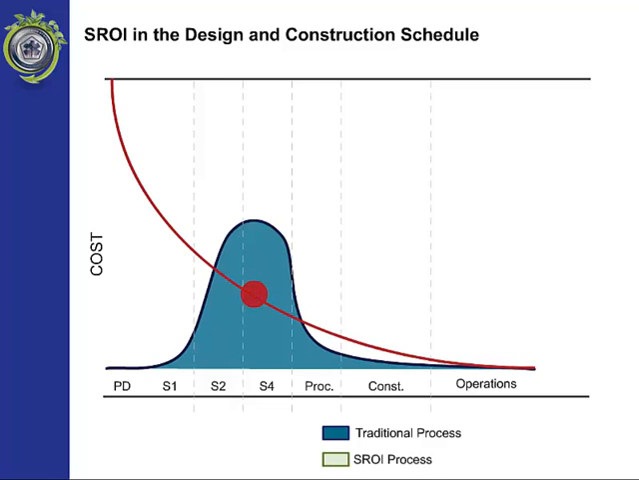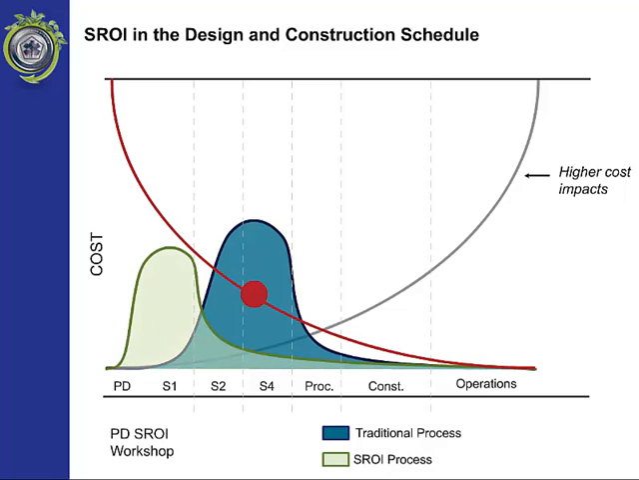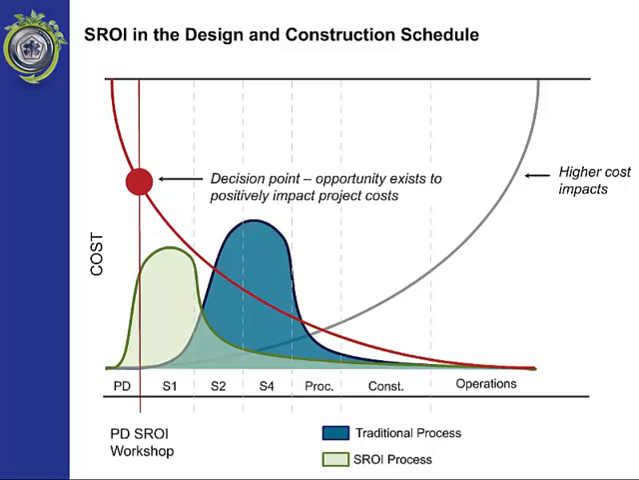The red dot represents a point in time when sustainability is typically implemented into the traditional design process. The gray curve represents the possible higher cost impacts the later sustainability is introduced into the project decisions. Integrating sustainable design and the SROI framework into the design process during pre-design, represented here in green, informs decisions early, increasing the team's ability to positively impact project costs.